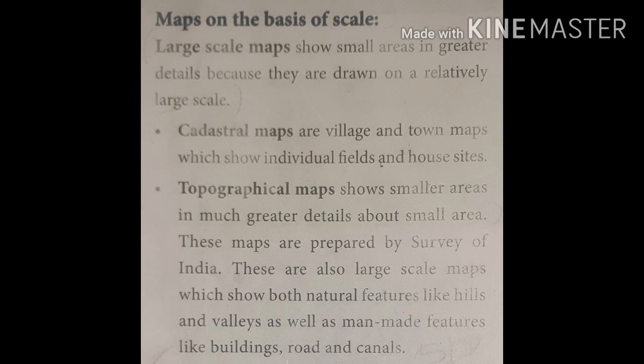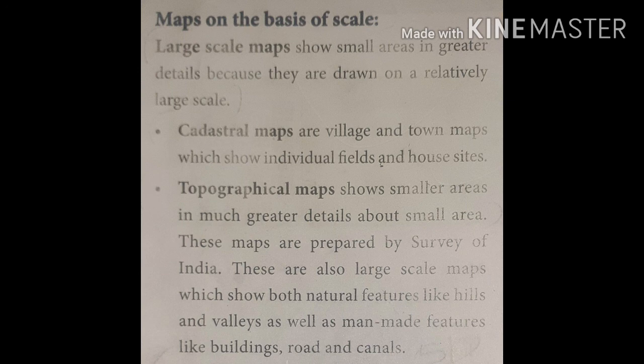Large scale maps show small areas in greater detail. For example, if we are going to search for a particular village, it will show the exact details of the village, how much area it covers and all the physiographic and geographical features available in that village, drawn on a relatively large scale. So large scale maps show small areas in great detail.